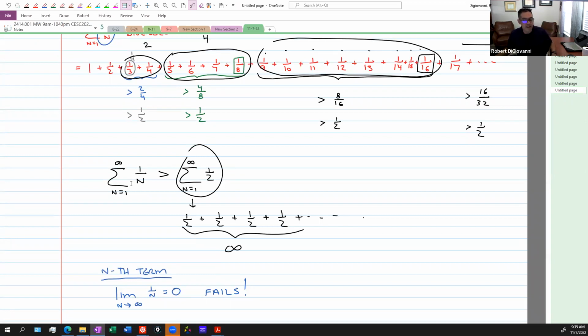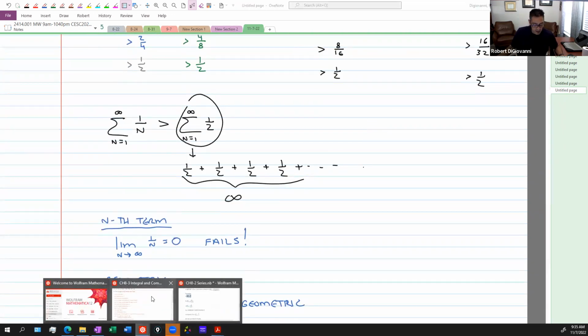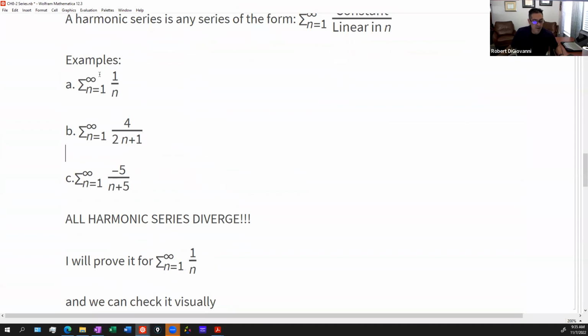Does that reasonably convince you or no? Can you live with that? That the harmonic series diverges? All right, so there's nothing more to do with harmonic. If you look at them visually, you would just say, hey, those are harmonic. You'd write down they're harmonic, constant over linear expression, diverges. Done. Move on. Okay?